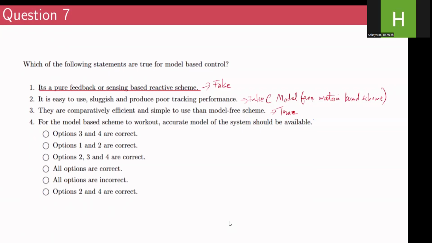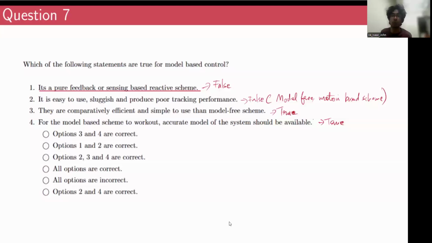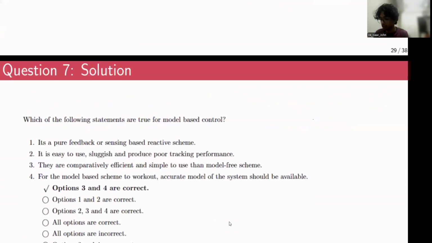The fourth statement says, for the model-based scheme to work out, an accurate model of the system should be available. That is a fairly straightforward statement. For a system that is reliant on a model to work, the model itself will have to be accurate. So that's also true. So statements 3 and 4 are correct. We have to choose option A because only statements 3 and 4 are correct. That's for question 7.